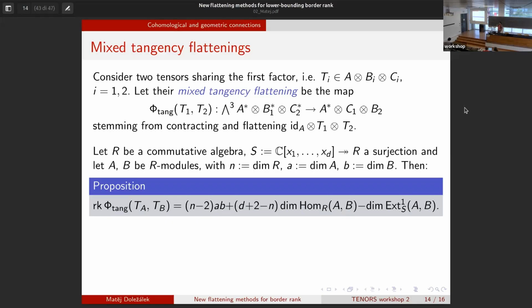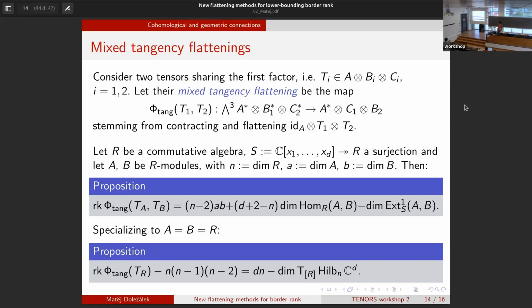And then what I will do, I will start plugging in structure tensors of modules over an algebra. So this fits this condition because for modules over R, the first factor is R dual. So this is legal. And then we can prove that this mixed tangency flattening somehow indirectly measures some homological data, like the Hom space over the algebra and the Ext module, but there's a bit of technicality where it's an Ext module over a polynomial ring that I use to present my algebra.